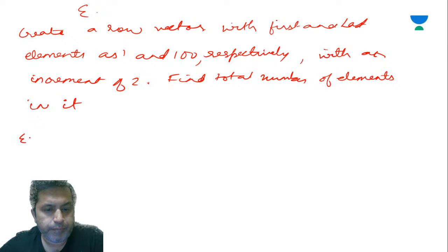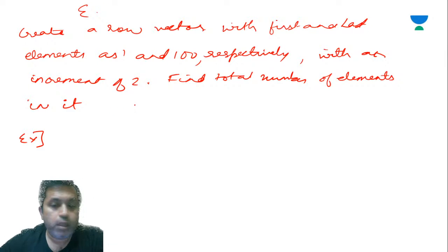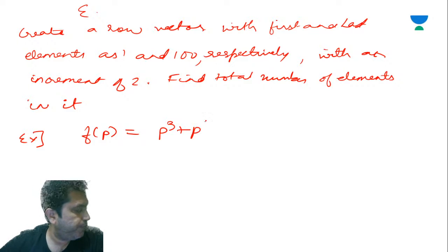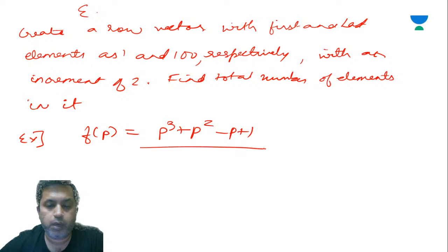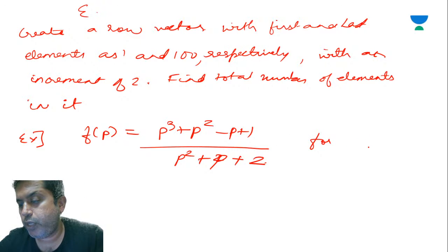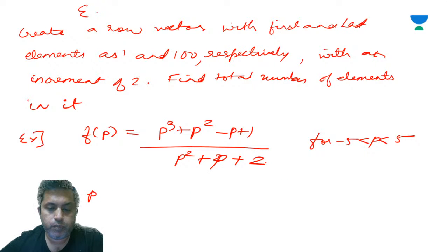So next example. Function is given f(p) is equal to p cube plus p square minus p plus 1 divided by p square plus p plus 2, for minus 5 to 5. So you have to plot the function.